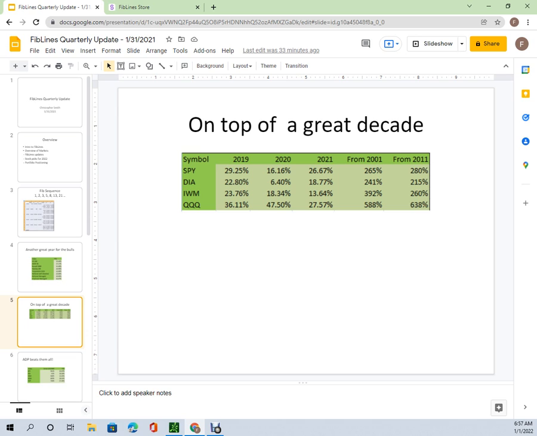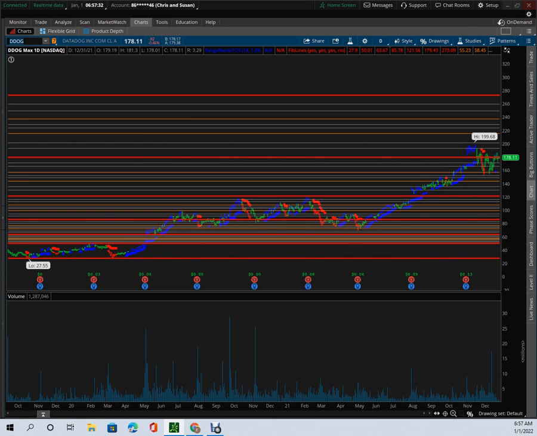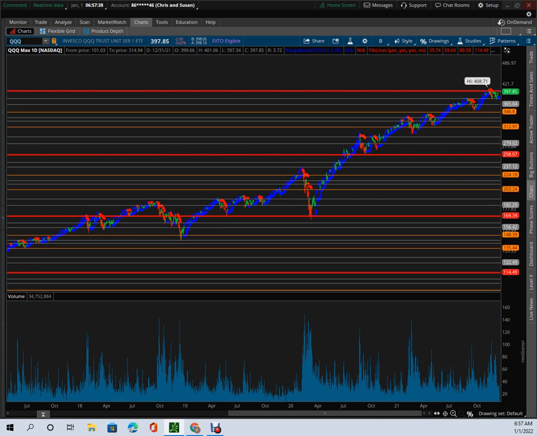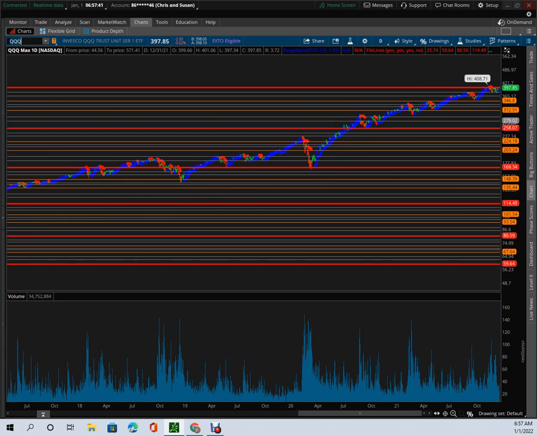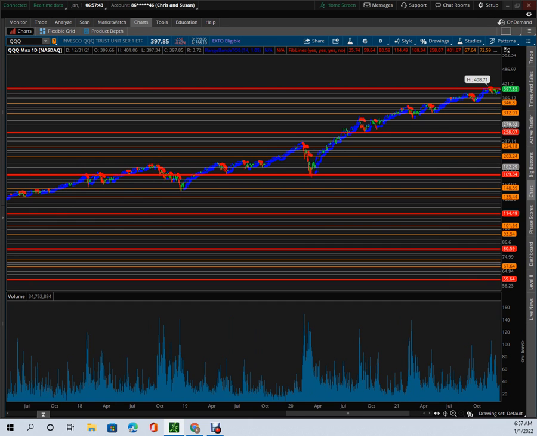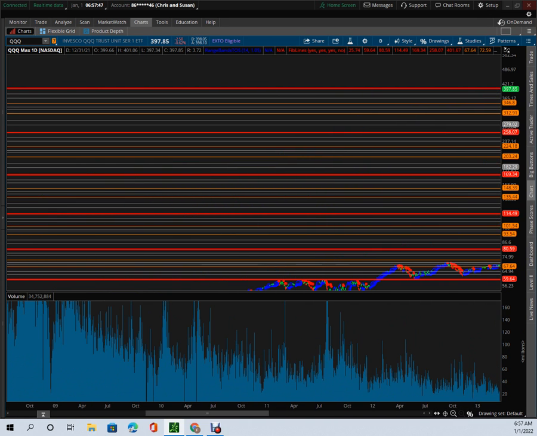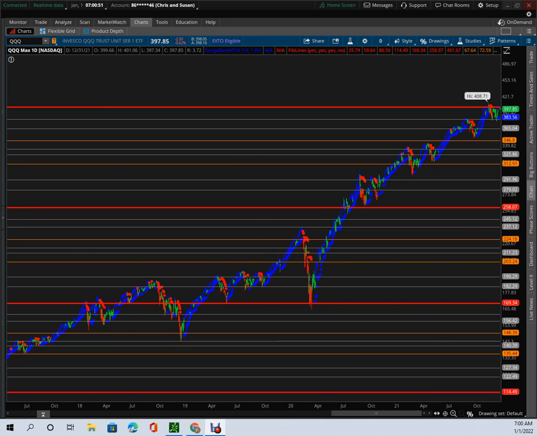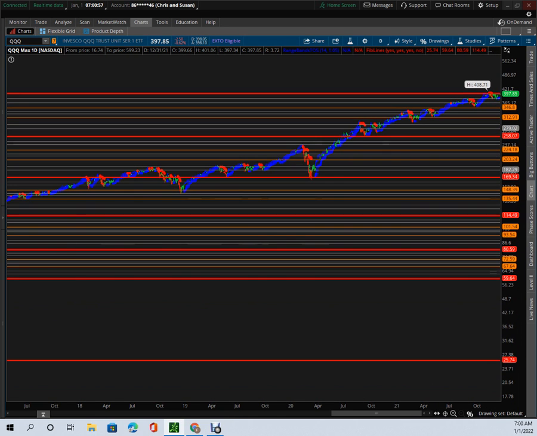In fact, over the whole period, the QQQs are up 638% since 2001, much less so for the other major indexes. So what does that mean in terms of fibs? Well, if we take a look at the Qs, we can see now that the Qs are right here at the 1108 line, and that's based on an initial 100% move that was made back in the financial crisis back in 2008. So we can see that. Let me get rid of this volume subgraph here. Let me just pause this. Okay, I'm back.